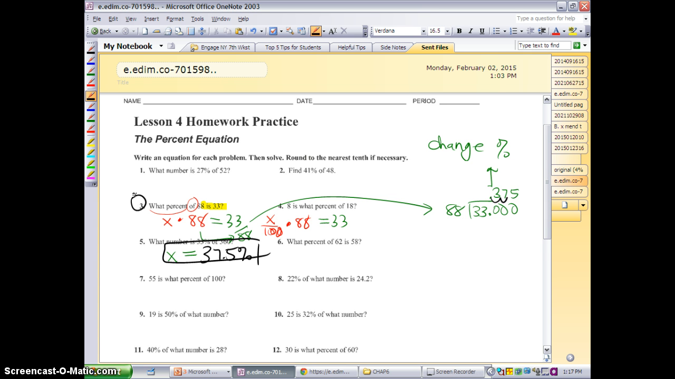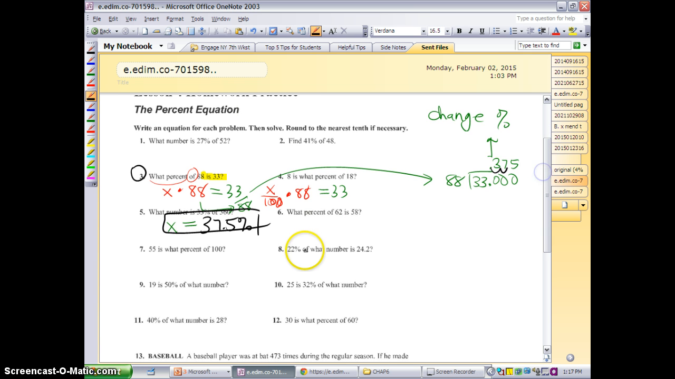Okay, let's try number 8. 22% of what number is 24.2? So 22%, I'm going to change that to a decimal, 0.22. Of means multiply, so I'm going to multiply or use a parentheses. Of what number? I don't know the number. It's going to be a variable, so I'm going to multiply it with x in the parentheses. Then I have is, and is in math means equal sign, so I'm going to make that equal to 24.2.